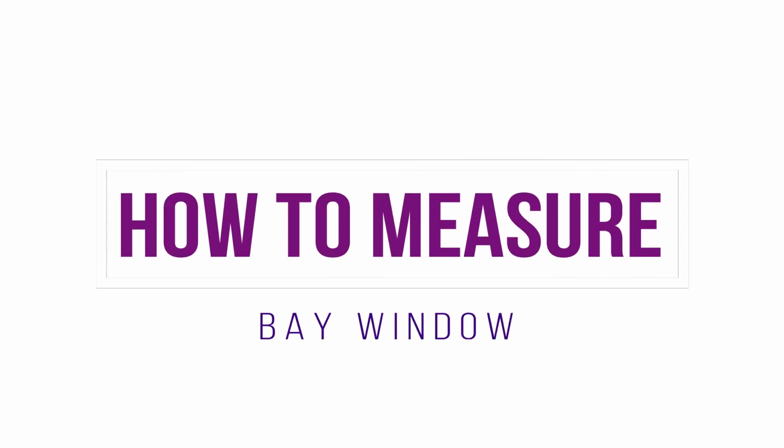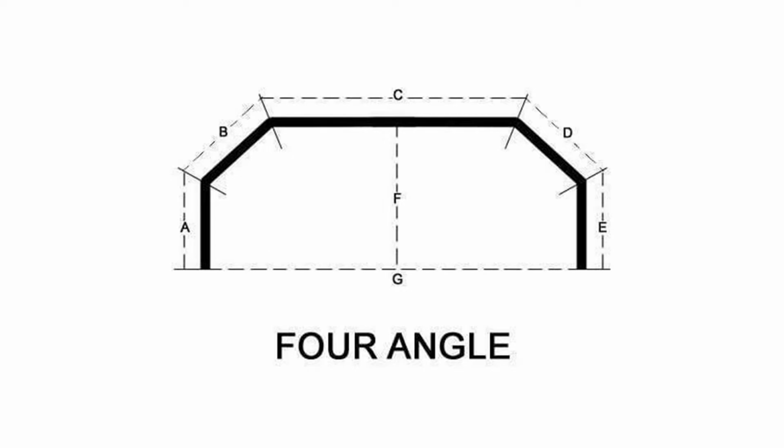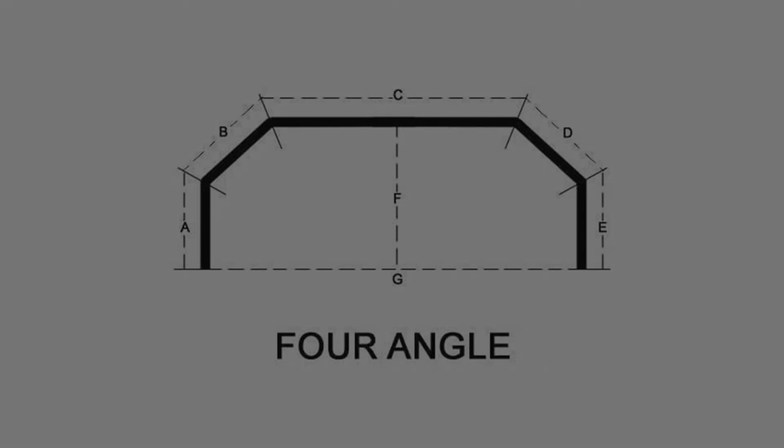To measure a bay window is a bit more complex. The number of angles of your bay window will determine which formula you should follow. To measure a 4-angle bay window, measure the length of each window panel A, B, C, D, and E, including the inches you want to add for the stack back of the curtains on the left and right. Measure the total depth F from the front to the middle of the central window pane, and to finish, measure the total width G from left to right.